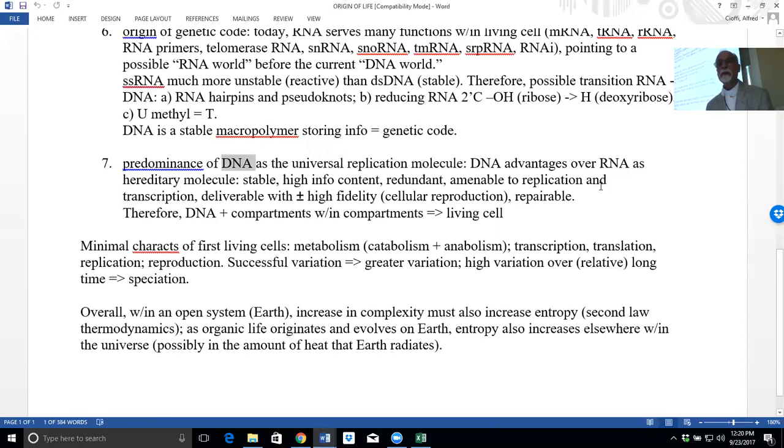Individual steps, all these 7 steps have been done in the lab individually. The trick now is to put them together in a sequence. And to my knowledge, to date, I don't know of any lab that has managed to go from 1 to 7, okay? But each individual step has been done in the lab with the precursor to get the end result. The trick now is to put them all together to get the living cell, starting with gases and energy.